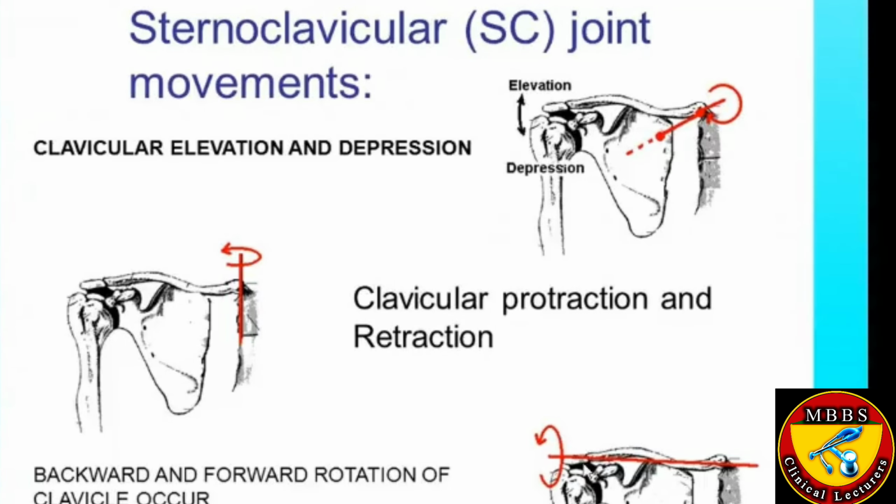Now, if you look at the movements which are possible at the sternoclavicular joint, these are clavicular elevation and depression. Then there is clavicular protraction and retraction, which is also possible at the sternoclavicular joint. This is actually the backward and the forward rotation of the clavicle which is occurring at the sternoclavicular joint.